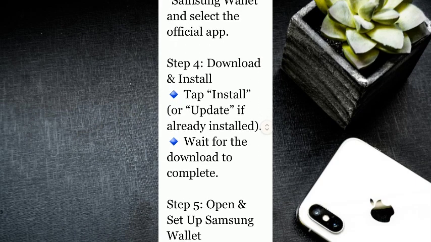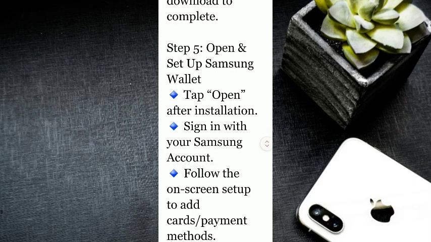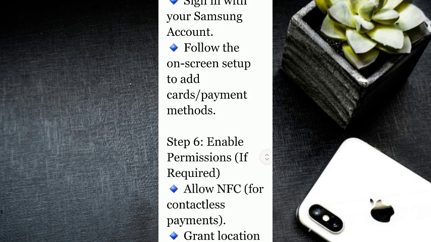Next, you have to download and install. Once you tap install, or update if you already have it installed, wait for the download to complete. Tap Open after installation. Sign in with your Samsung account. Follow the on-screen setup to add cards and payment methods.